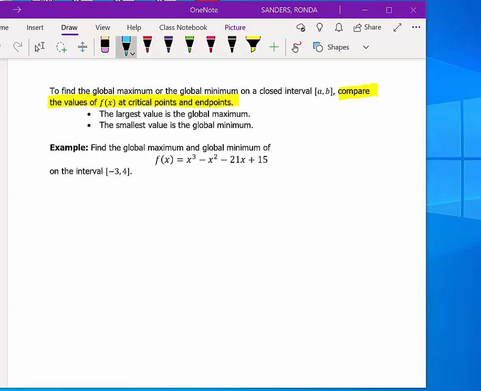For this example, we are asked to find the global maximum and global minimum of f of x is equal to x to the third minus x squared minus 21x plus 15 on the interval from -3 to 4. We know we need to compare the values of f at critical points and endpoints. The endpoints are given in the problem. We must find our critical points.